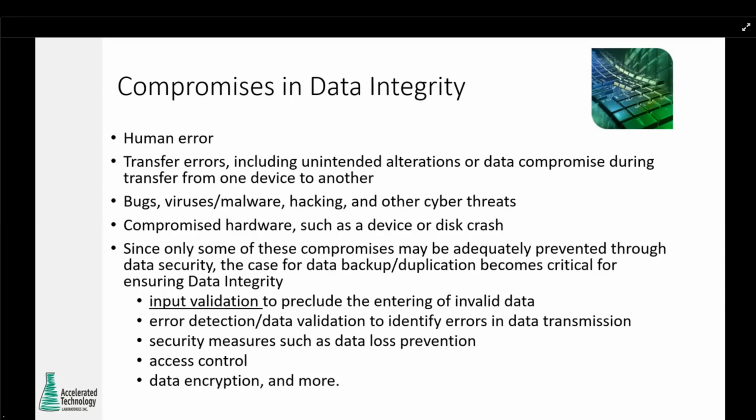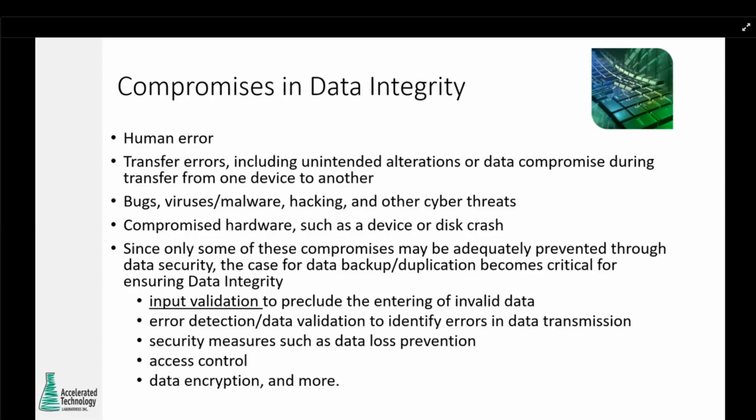Since some of the compromises can be prevented through data security, there's a strong case for backing up data the minute it's generated so that if you do have a data loss, you can go to your backup and retrieve that data. Also, input validation to make sure that invalid data isn't entered. So catching the data up front is really wise. An example of this is if you have a pH value, and you set the field to not allow any pH over 14. So you might say the pH is between this value and this value. So if someone tries to type in a 41, it won't allow it.